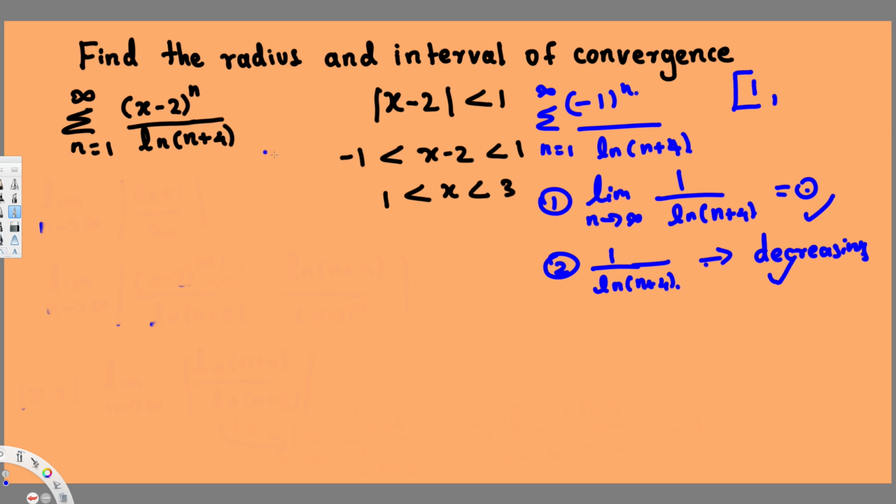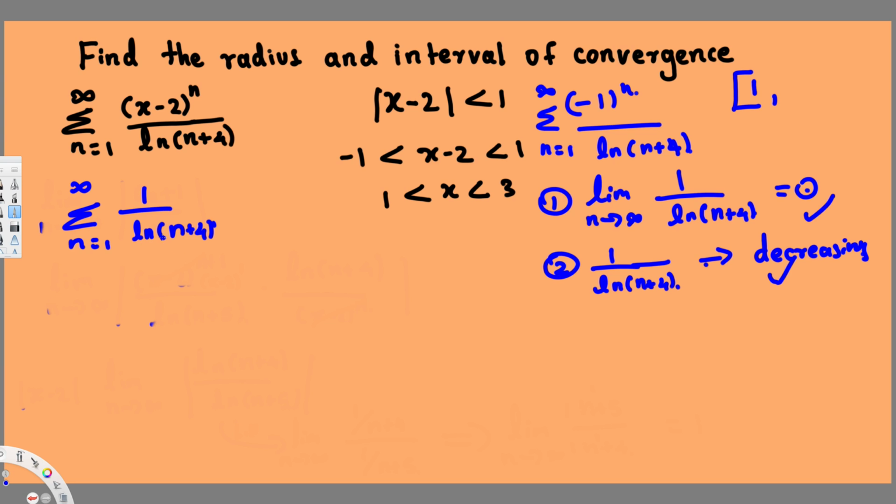So here, if you substitute 3, this is going to be just 1. So we are going to have the sum from n equals 1 to infinity of 1 over ln n plus 4, because 1 power n is going to be just 1, and then ln n plus 4. Let's see how we can find it. So whenever you see something like n in the denominator, you can compare with a p series.